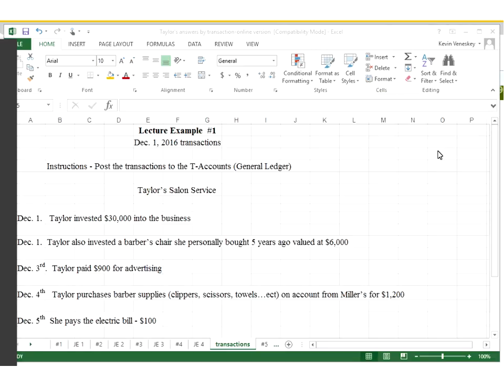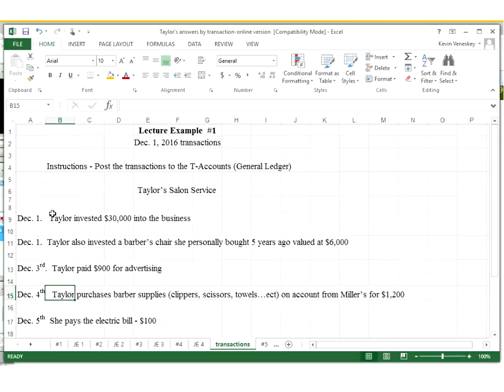Okay, we are now ready to start the lecture example that I typically will go through in class. This is the Tailor Salon service. These may be provided for you in your Blackboard, but if not, I will try to make these available through a different method, in the YouTube video, in a link. You can always email me, and I'll definitely get you a copy so you don't have to keep switching back and forth or writing these down.